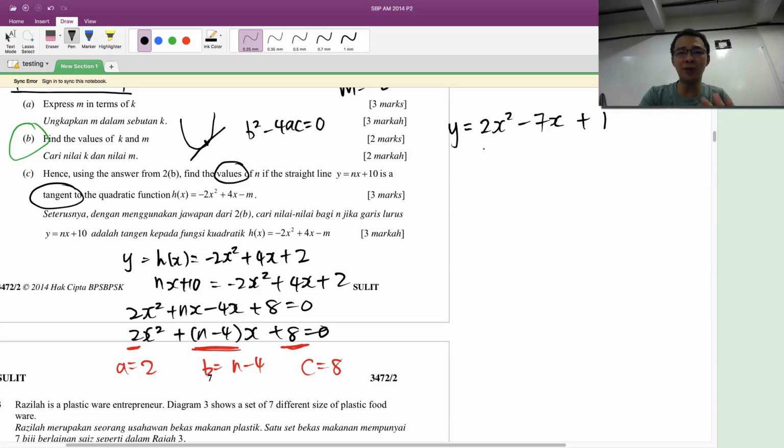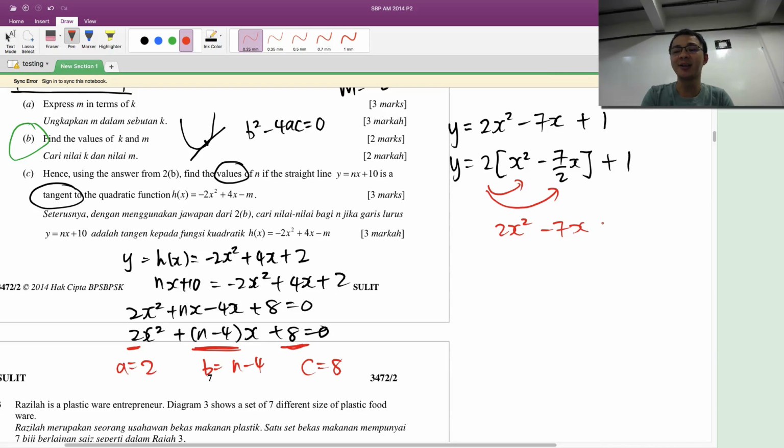If you see the 2 here, what you need to do is factorize out the 2. You can choose to factorize out the 2 from all the 3 terms here or the first 2 terms. But normally I factorize out from the first 2 terms. That means this one will become x squared because I factorize out the 2. This one is negative 7, I factorize out the 2, I will get negative 7 over 2, x, plus 1. Okay, you might doubt whether this equation is correct or not. You can try to multiply the 2 into it, and you will find you get back 2x squared minus 7x.